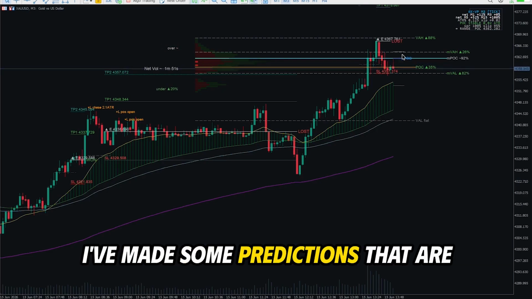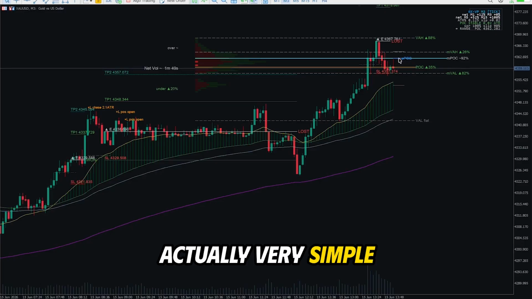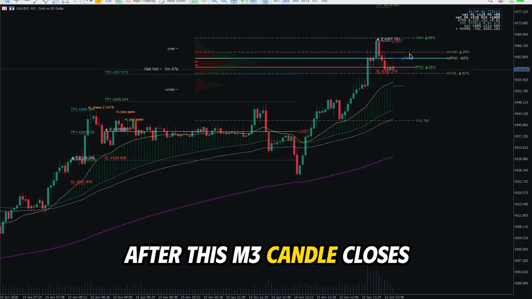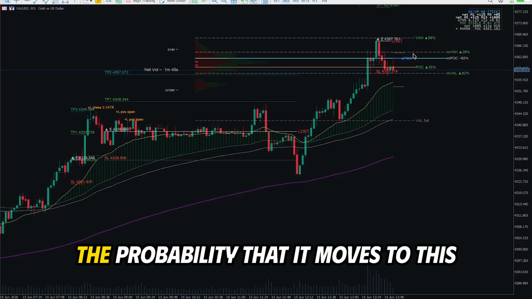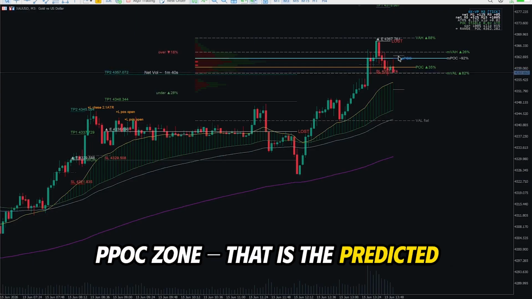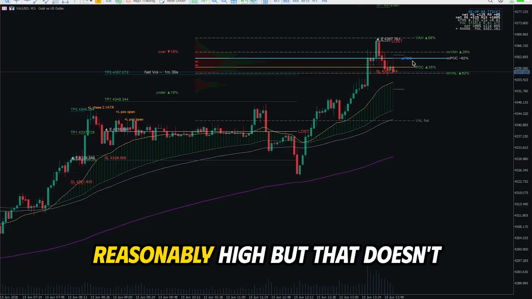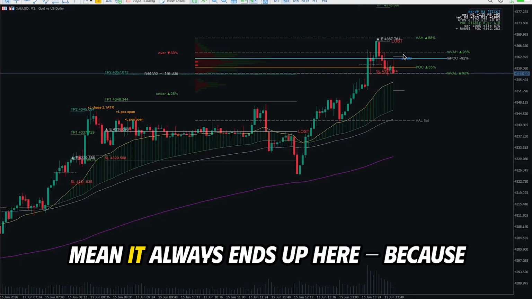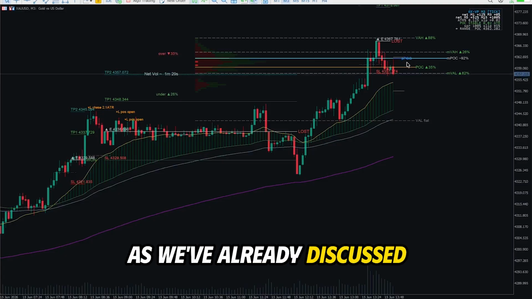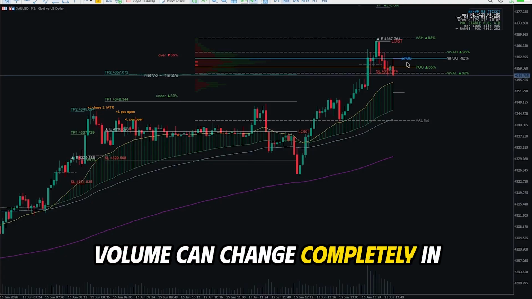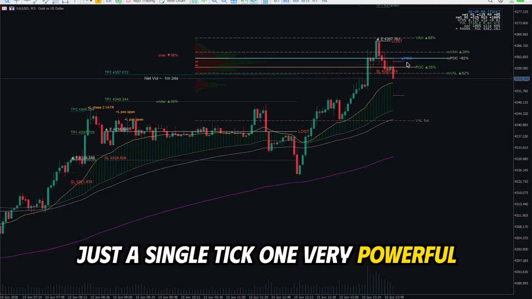I've made some predictions that are actually very simple. After this M3 candle closes, the probability that it moves to this PPOC zone, that is the predicted point of control, is reasonably high. Reasonably high, but that doesn't mean it always ends up here, because as we've already discussed, volume can change completely in just a single tick.